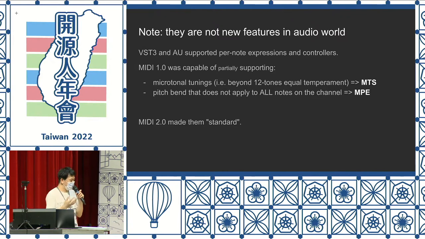Some people want, for example, to play like so and do, but it is not doable with MIDI 1. But MPE makes it possible by assigning each note to a different channel and then applying pitch bend values. So it's kind of a tricky specification, but it works. But you know, it's a workaround technology, and it's kind of an ugly hack. What is good about MIDI 2 is that it made this standard and straightforward.